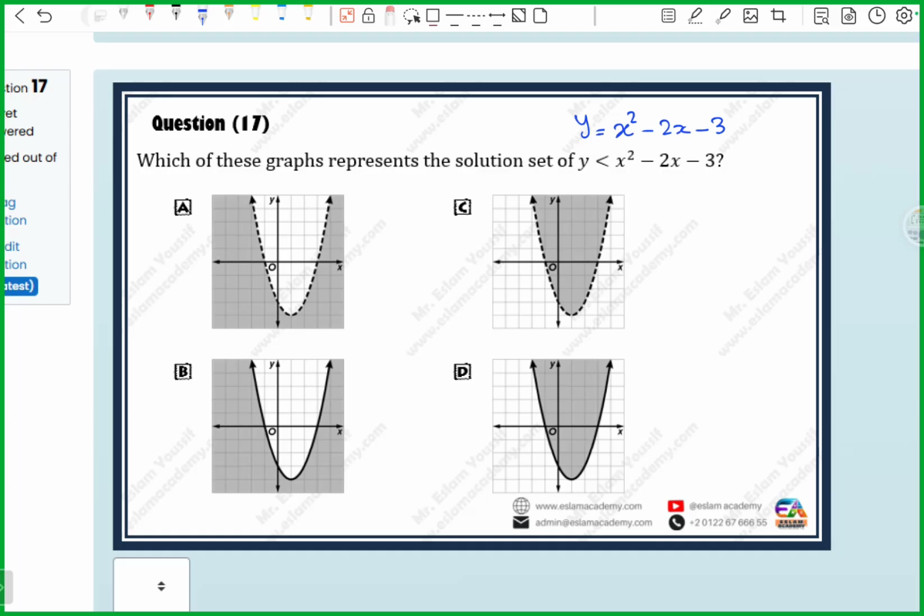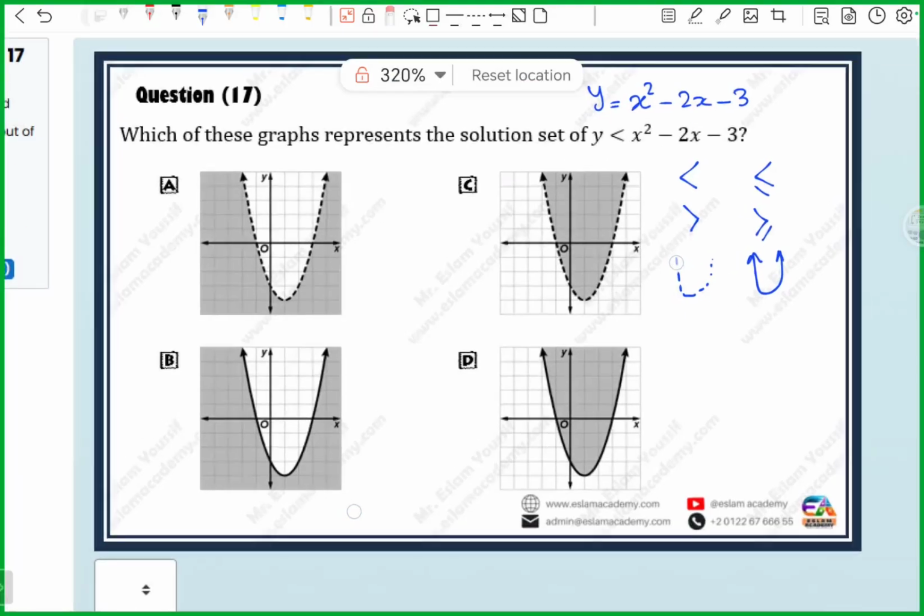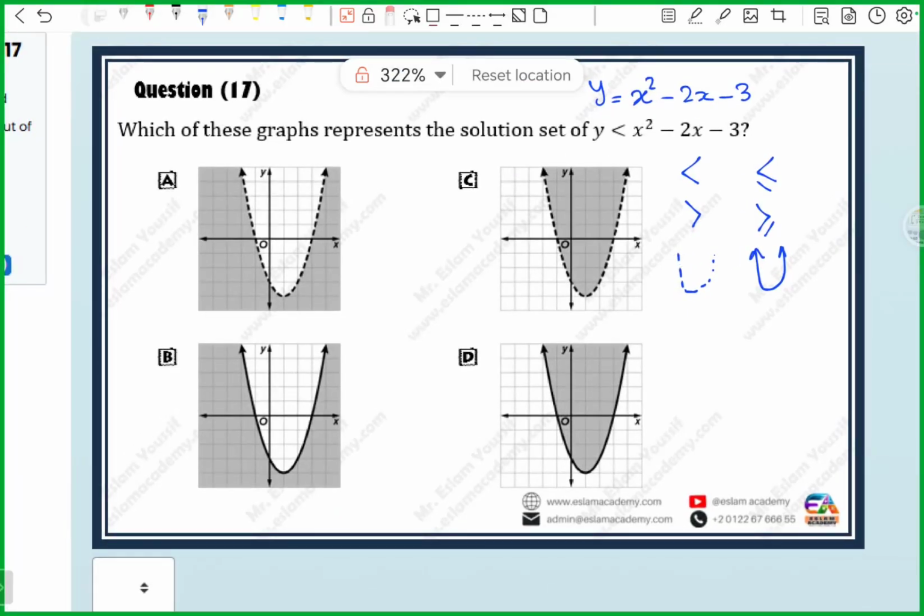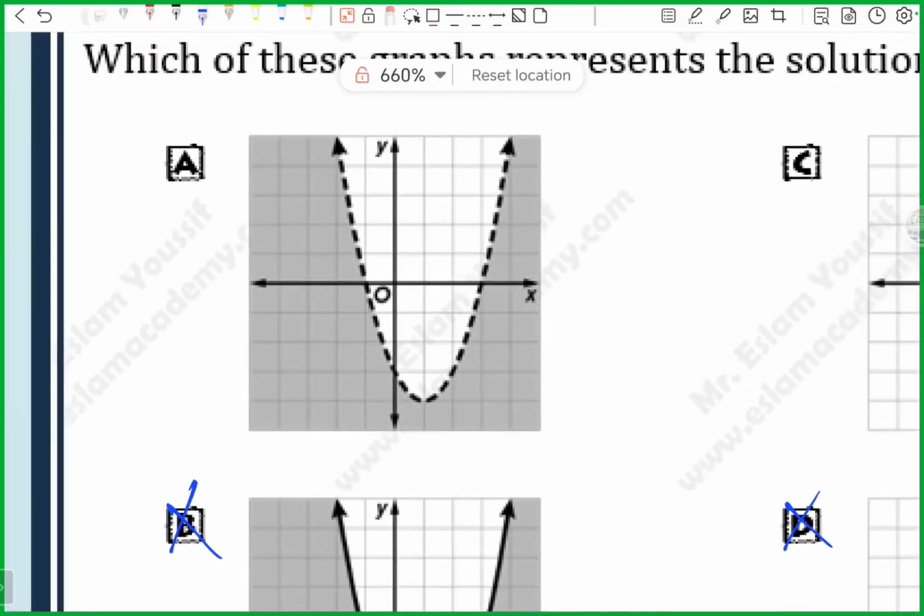Now we need to identify which shape we have. If the sign of the inequality is more than or less than, it will be a dotted graph. But if it's more than or equal, less than or equal, it will be solid. So which ones will we eliminate? B and D will be eliminated. Any problem for that part? No. You need to use A or C to check which one is the right answer. Choose one of them, and I will use A. Choose any point on the shaded part.